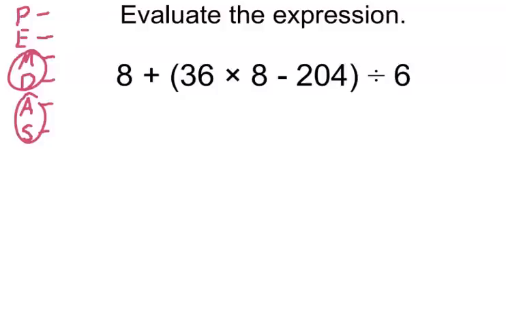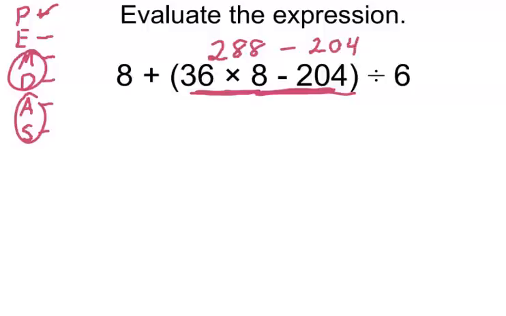Well, do we have any parentheses, first of all? Yes, we do. We have them right here. All right, so inside the parentheses, we have to follow order of operations. Well, there is multiplication, and we have to do that before we can do any subtraction. So let's do it. 36 times 8 equals 288. So this is 288 right here, minus 204.